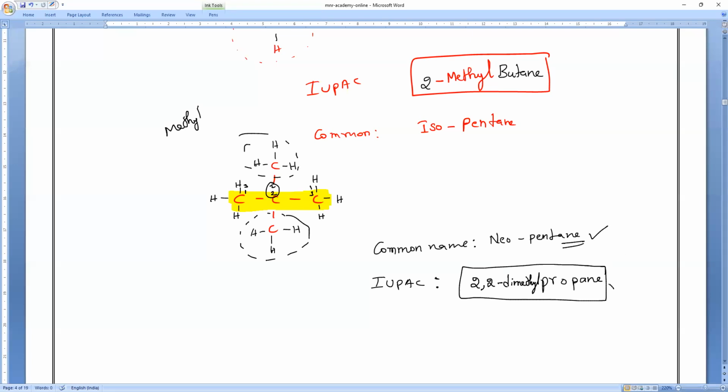Anybody having any doubt, please ask. So how many isomers are there for n equals 5? 3 isomers. Then in tomorrow's class I will teach you n equals 6 and n equals 7, the possible isomers. And then we will go on to the isomerism of alkenes and alkynes.